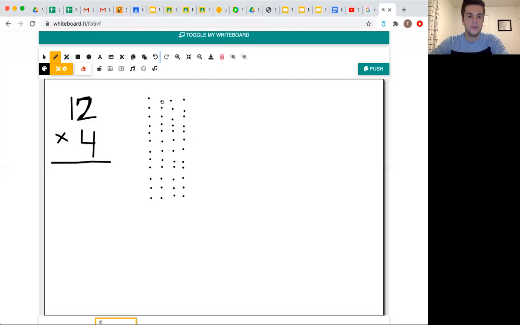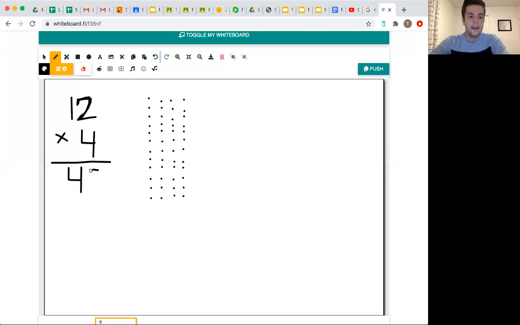So let's see. 1, 2, 3, 4, 5, 6, and so on, counting all the way up to 48. Okay, so we know that there are 48 dots.